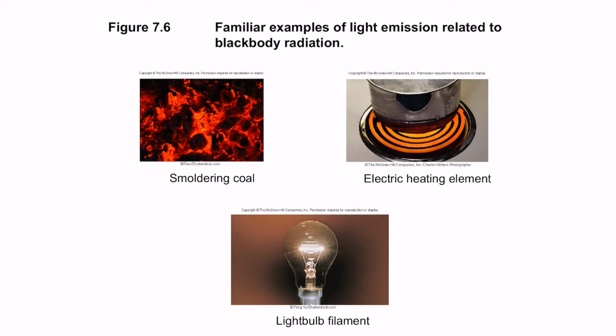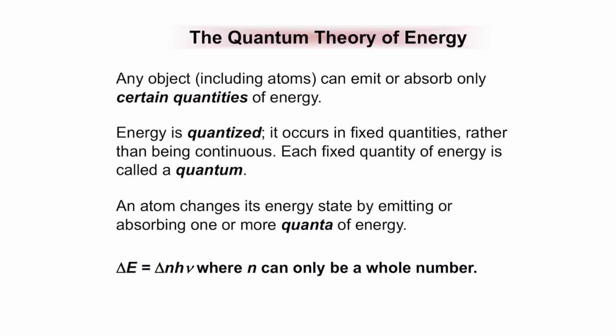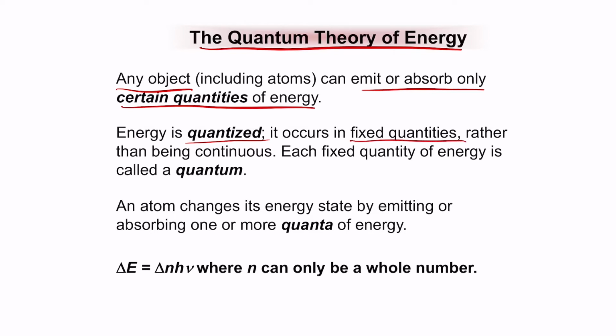So this is the experiment that we commonly know. When you heat up something, it produces color. The hotter it is, the redder it is. So this is a common theme that we can see here. So this brings us to the quantum theory of energy. The quantum theory of energy says that any object can either emit or absorb only certain amounts of energy. And this energy comes in terms of packets. We call that quanta. So it undergoes quantization. Quantization occurs in fixed quantities rather than being continuous. And each fixed quantity of energy, we call that a quantum.